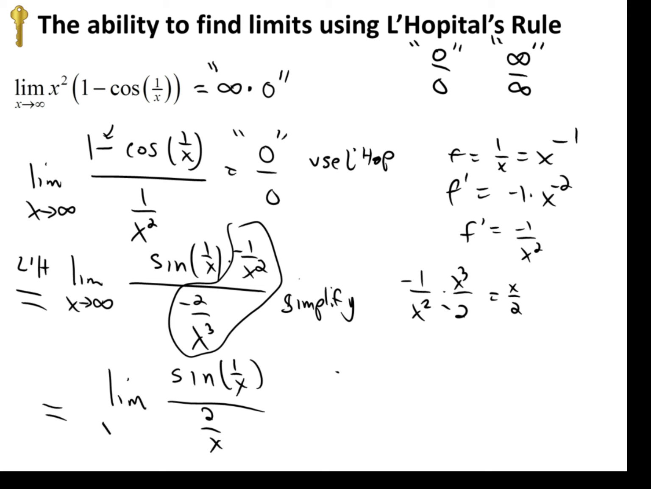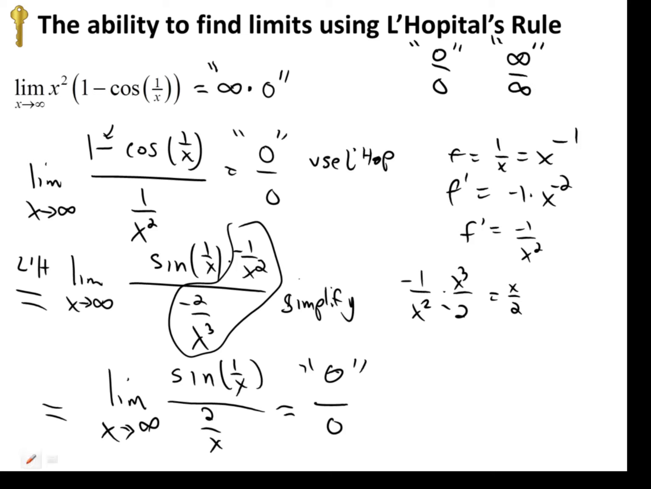Okay, here we go. So here we are again. Sine of 1 over x. 1 over x goes to 0, and the sine of 0 is 0. And then 2 over x is also going to 0. Sometimes you have to do L'Hopital's Rule a few times. But at this point, we'll be done.